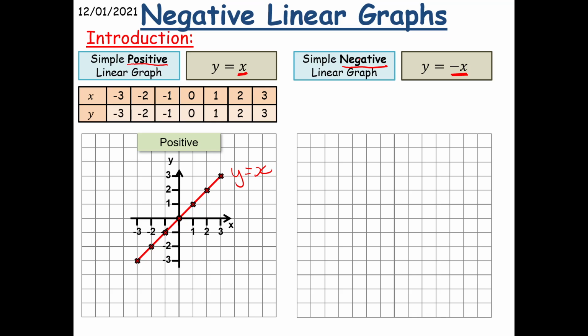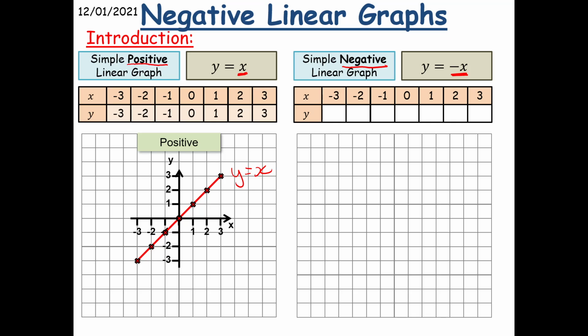Let's take a look at the simple negative graph. So y is equal to the negative x. So the negative of negative 3, well, two negatives make a positive, so that'll be 3. And then negative negative 2 will be 2. Negative negative 1 will be 1. Negative 0 is 0. Negative 1 is negative 1. The negative of 2 is negative 2. And the negative of 3 is minus 3. Let's go ahead and plot those points.